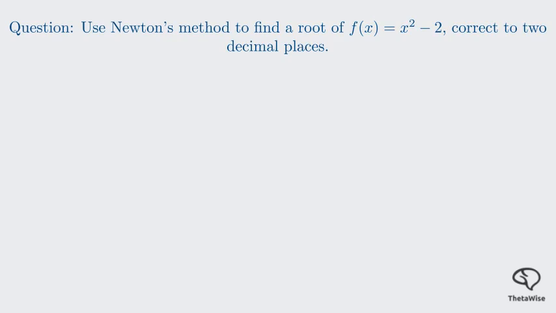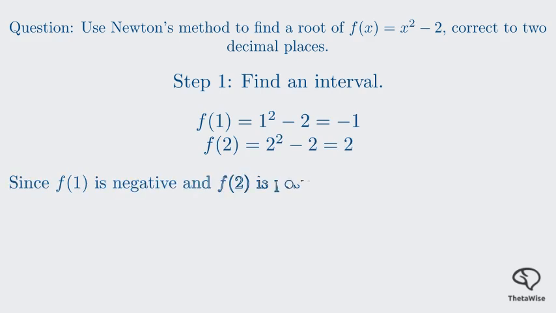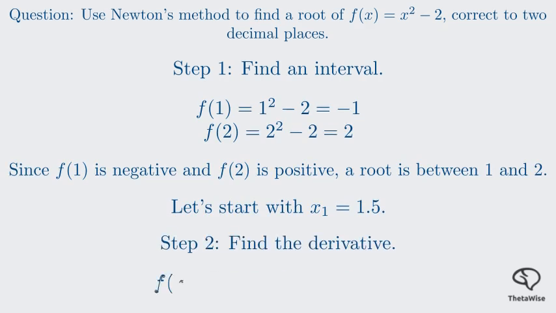First, let's find our initial approximation. We can use a sign change. Let's check f of 1 and f of 2. f of 1 is -1, and f of 2 is 2. Since the sign changes, there must be a root between 1 and 2. A good initial guess, x1, would be the midpoint, 1.5. Next, we need the derivative of our function to use the formula. If f of x equals x squared minus 2, its derivative, f prime of x, is simply 2x.